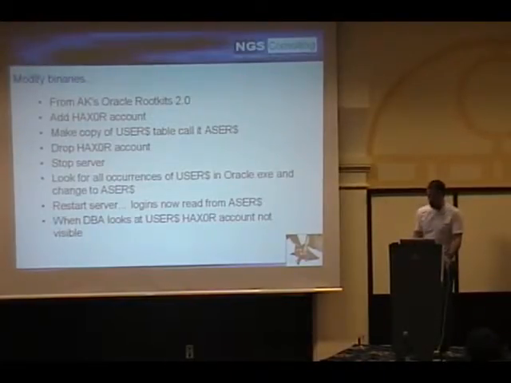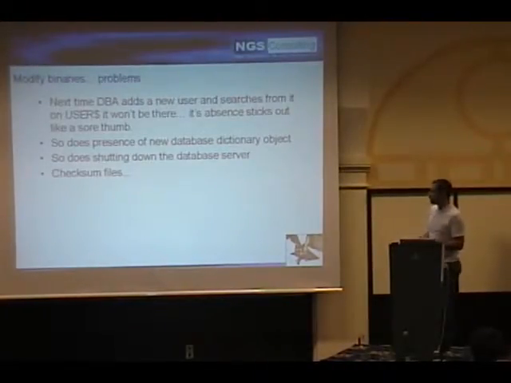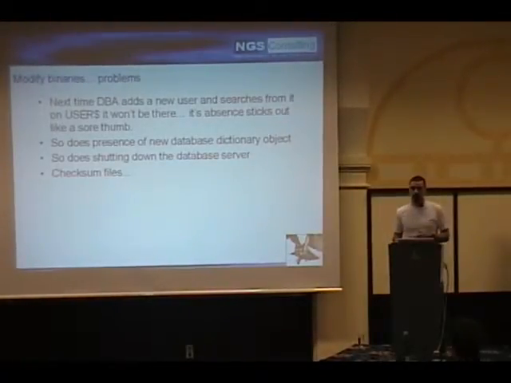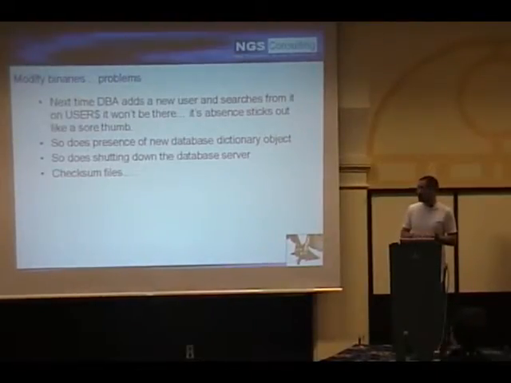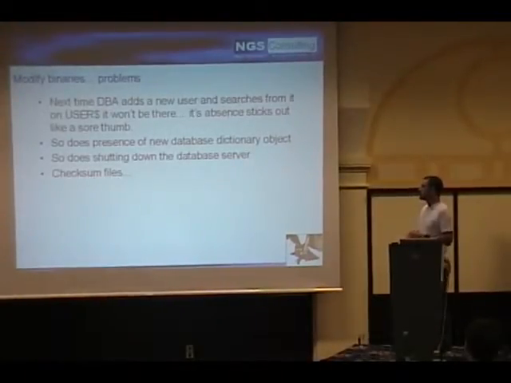Well, there's a lot of hoops to jump through there, obviously. But one of the obvious reasons this will be easily spottable is the next time the DBA adds a new user account and does a regular check on user$, he'll be like, wait a minute, I just added an account. Where is that account? It's not showing in the user table. It sticks out like a sore thumb, as does the presence of a new data dictionary object, as does shutting down and restarting the database server. If your DBAs don't notice that, you should fire them and get new DBAs. And of course, we can check some of the OS files themselves.